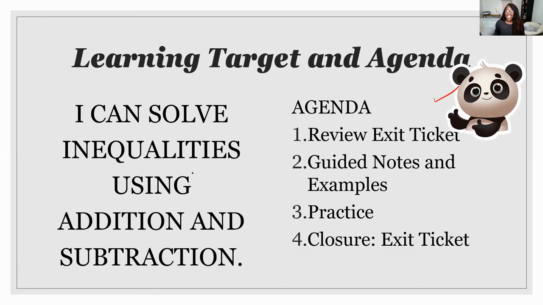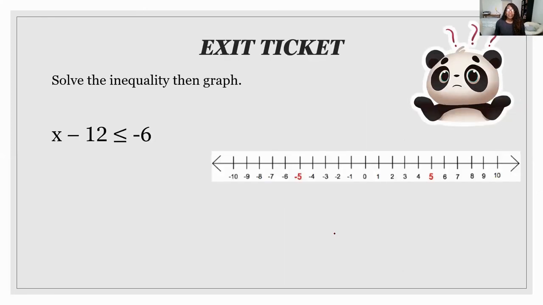So we already reviewed the exit ticket. We looked at our guided notes and examples. We looked at practice, so we did all of that. Now, let's get with our exit ticket. So exit ticket, one problem, all right? So I want you to solve the inequality, then graph it, just like how you did with the other stuff. So as best as you can, go ahead and graph those and then submit them.